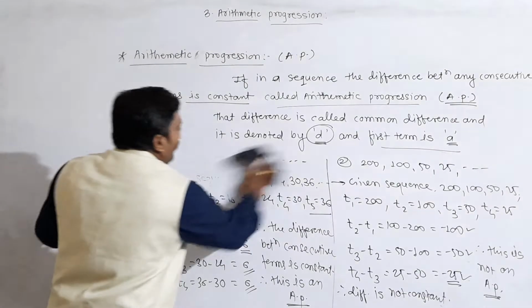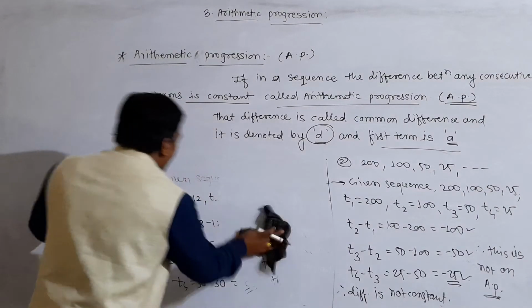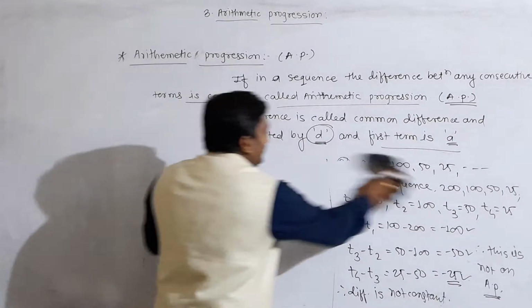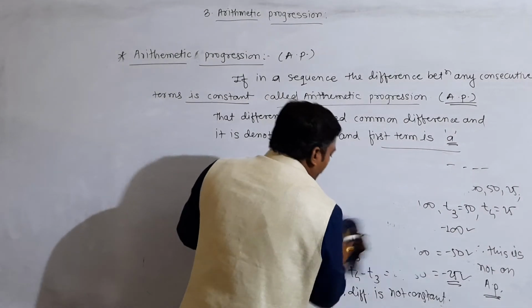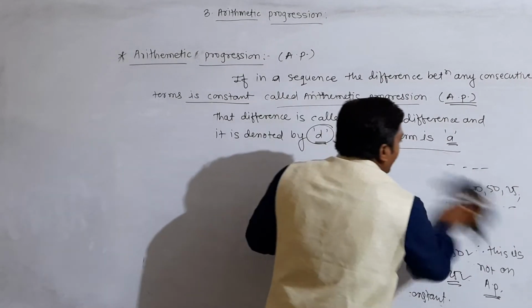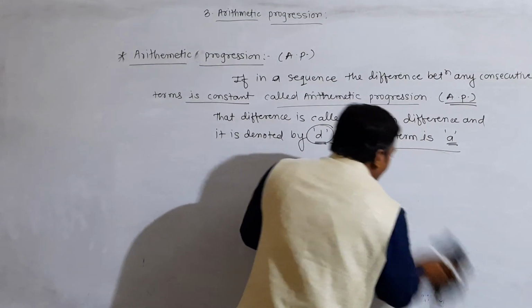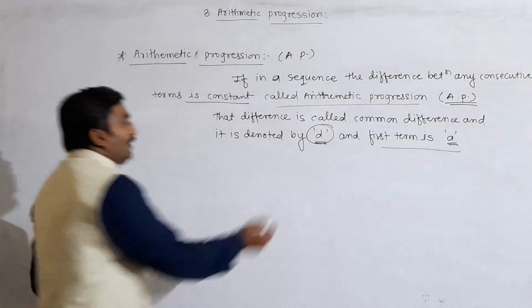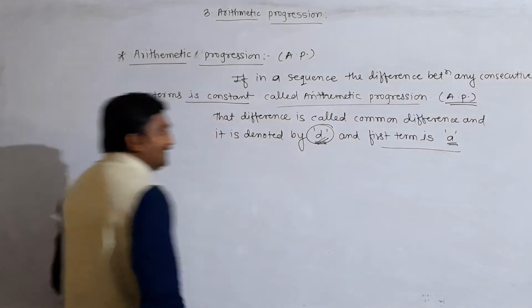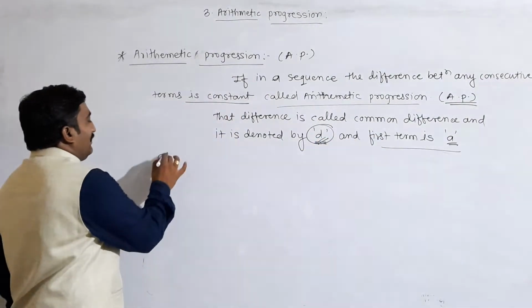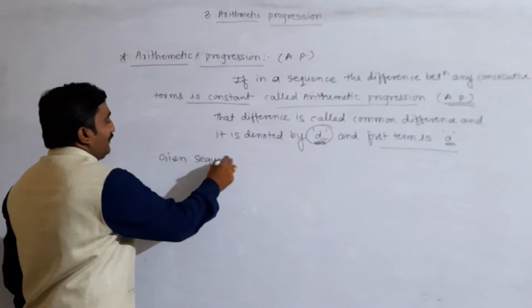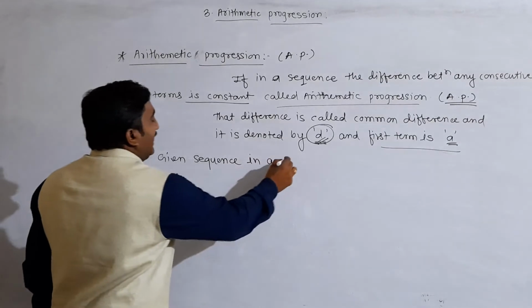So this is about arithmetic progression. In your examination, you may be asked to decide whether the given sequences are in AP or not, and then find the next two terms of the given AP. So when we are given the common difference d and the first term a, then the given sequence is an AP.